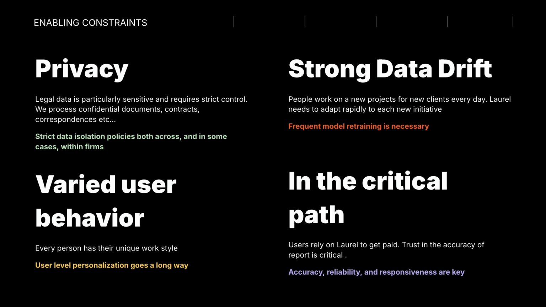Second, we have a very strong data drift problem. So as you know, once you train a model, over time, the model drifts, they become stale, and you need to retrain it to keep it up to date. In our specific case, people work on new projects every day, new clients every day, and so just keeping track of that, being dynamically adjusted is super important. And so one of the constraints that imposes is that we need to be able to retrain models very frequently, sometimes daily.